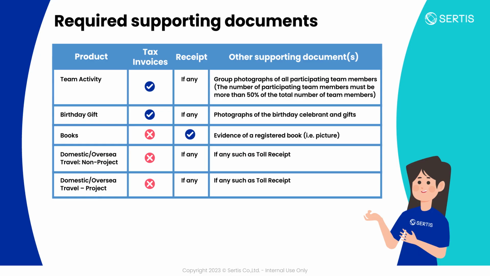Here are the required supporting documents that you must acquire and attach to the system according to our policy. For team activity and birthday gift, please attach tax invoice and receipt if any. In addition, for team activity, please don't forget to attach the team photograph that must include more than 50% of team members. And for birthday gift, please attach a photograph of the birthday celebrant with the gifts. For books, please attach receipt and the evidence of registered book. For travel, please attach a receipt, if any, such as tour receipt.